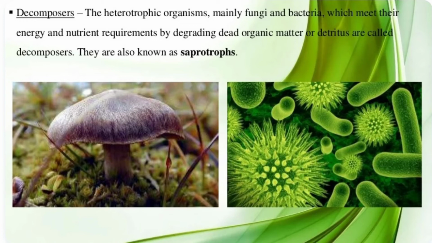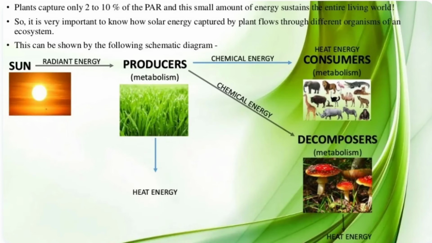The biomass refers to the quantity or weight of living matter per unit area per unit time. The heterotrophic organisms, mainly fungi and bacteria, which meet their energy and nutrient requirements by degrading dead organic matter or detritus, are called decomposers. They are also known as saprotrophs. Plants capture only 2 to 10% of the PAR, and this small amount of energy sustains the entire living world. So, it is very important to know how solar energy captured by plants flows through different organisms of an ecosystem. This can be shown by the following systematic diagram, which is in front of you.